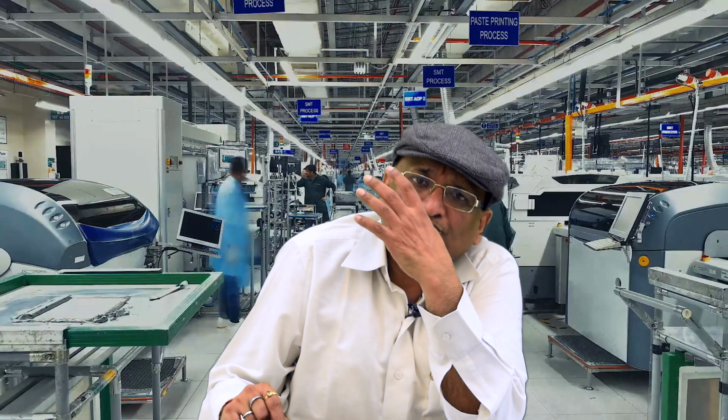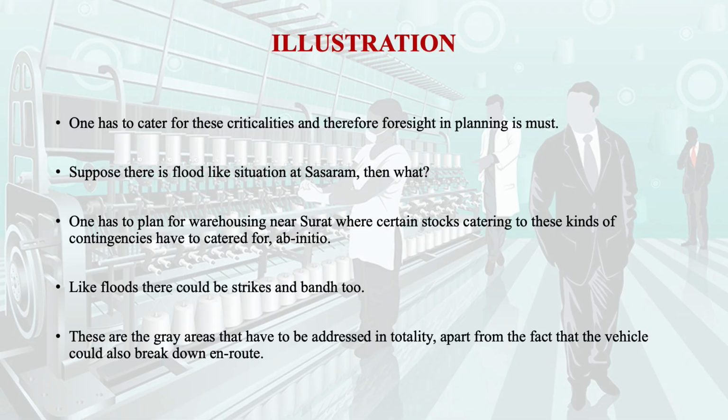Similarly, in Surat also there are chances of a strike, so we have to keep the semi-finished or finished product in stock to maintain the downstream chain of the supply chain. These are the gray areas that need to be addressed in totality, apart from the fact that the vehicle could also break down en route.